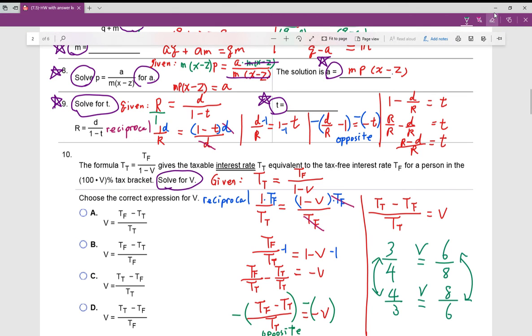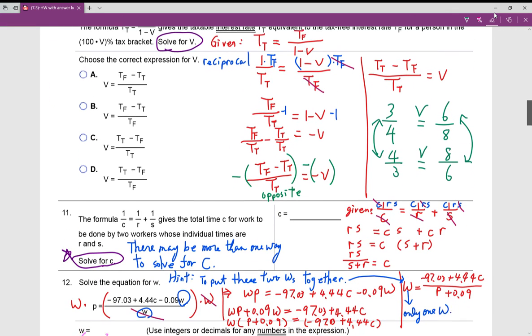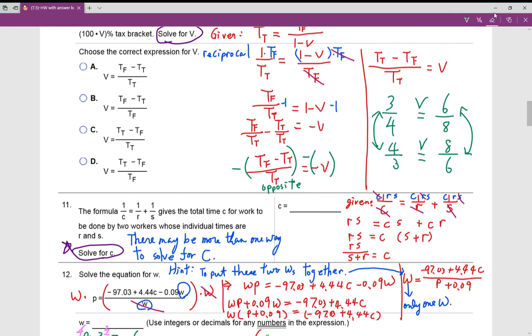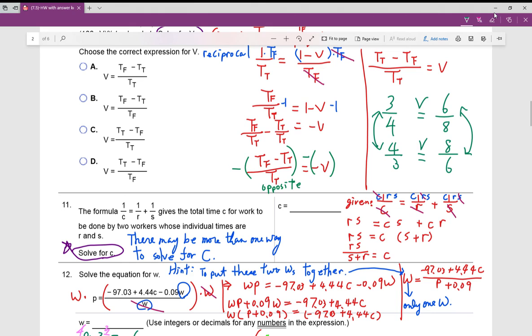And another review is the opposite. If you have negative b equal to something, but you want to solve for b, so you negate both sides. Like, if you have negative 2 equal to x, therefore, if you multiply a negative sign on both sides, 2 equals negative x, right?